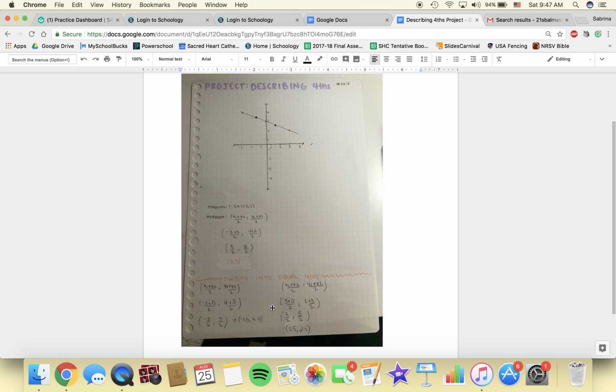For that part, I used the endpoint 0, 3 and the endpoint 3, 2. After solving using the midpoint formula, I got the midpoint for that part of the line segment, which is 1.5 and 2.5. And as you can see here, on my line, it's equally divided into fourths.